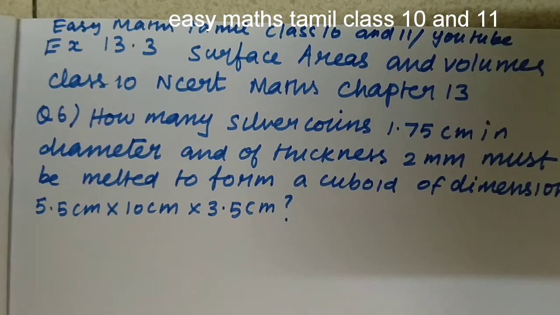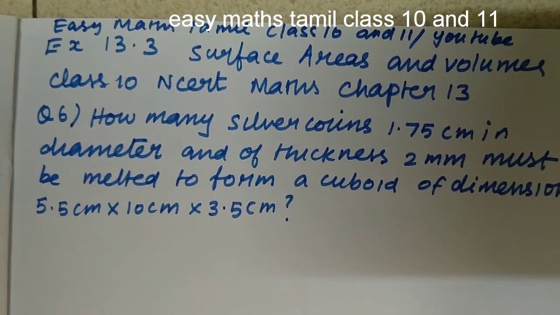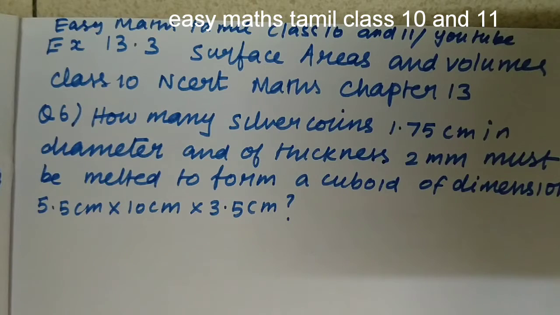Let us solve question number 6. How many silver coins 1.75 centimeter in diameter and of thickness 2 millimeter must be melted to form a cuboid of dimension 5.5 centimeter into 10 centimeter into 3.5 centimeter?